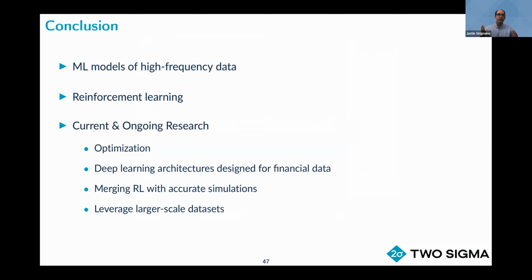In summary, several examples of deep learning and reinforcement learning models for high frequency data were presented today. There are many open challenges that remain to be addressed, including developing better optimization methods and developing deep learning architectures specifically designed for financial data, merging reinforcement learning with accurate simulations, for example, for larger order sizes, and also leveraging larger scale data sets of data from a variety of sources and time frequencies.